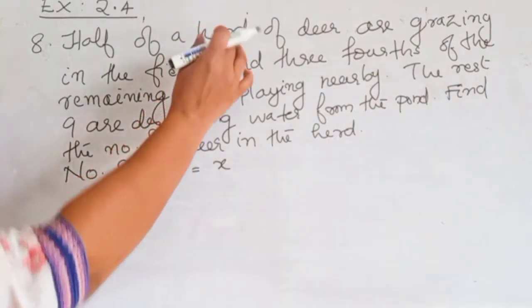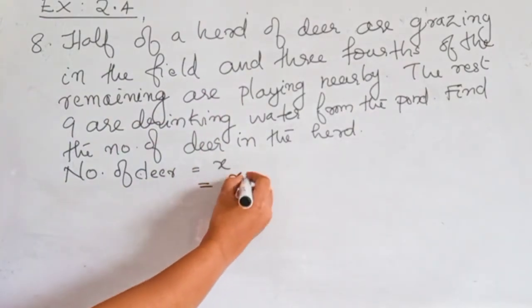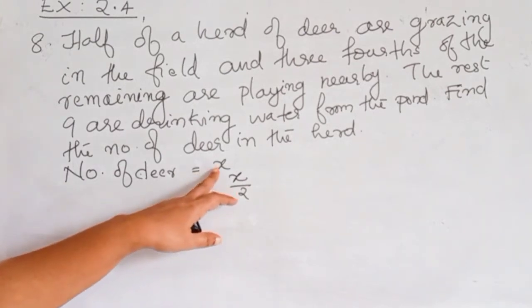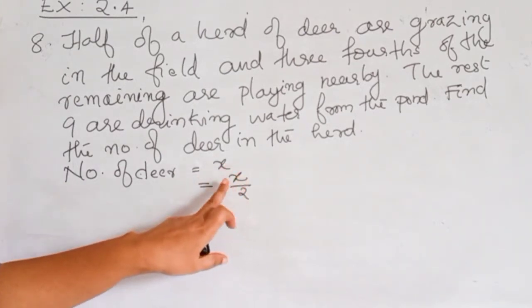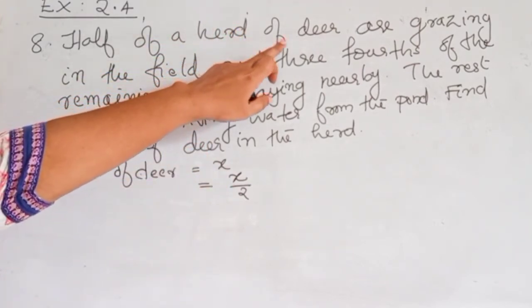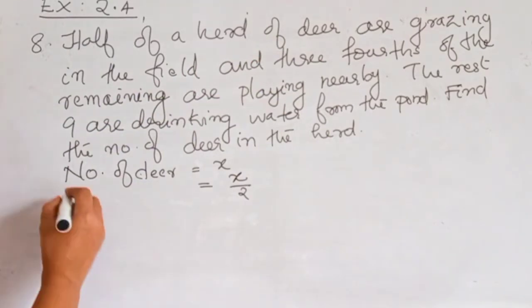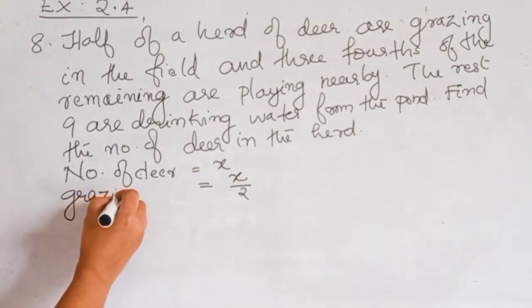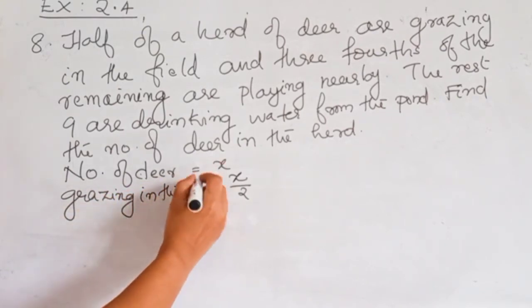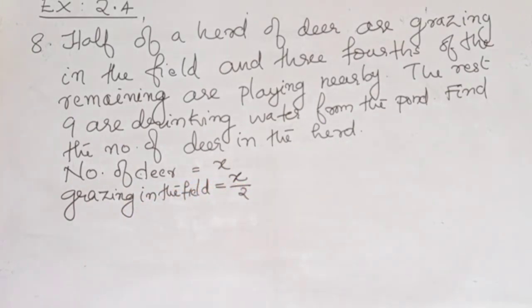So half of the herd, definitely we know that if the total number is x, then half will be x by 2. Suppose there are 100 deer. You know that 100 by 2 is 50. Half means it is 50. The same way here we consider the number of deer as x. So there are x by 2. Half of a herd of deer are grazing in the field. Grazing in the field is x by 2.